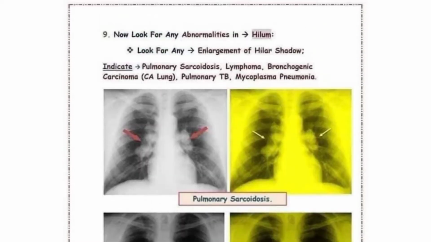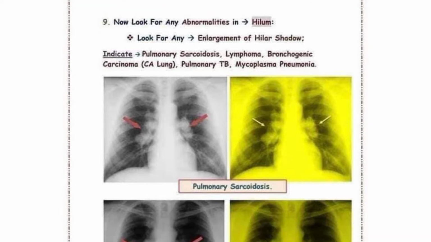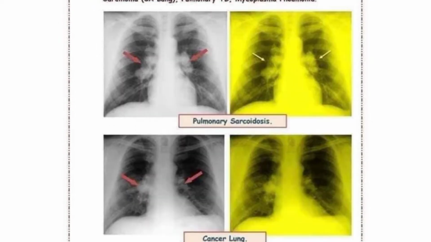These X-rays show abnormalities in the hilum. Look for any enlargement of the hilar shadow. These are the different indications for enlargement of the hilum: pulmonary sarcoidosis, lymphoma, bronchogenic carcinoma, pulmonary TB, Mycoplasma pneumonia.